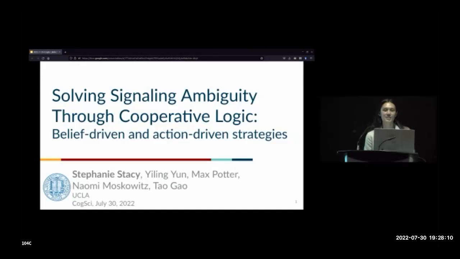I'm a PhD student at UCLA, and today I'm very excited to be here to talk about how belief-driven and action-driven signaling strategies can help us solve ambiguity in signaling.